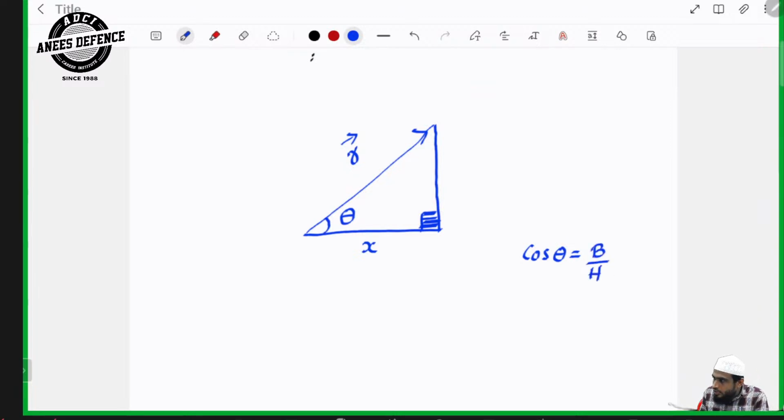Who is base? The side which is very close to the angle, other than the hypotenuse. This is 90 degree, and the side opposite to 90 degree, that we will call the hypotenuse. That is always fixed. Then the remaining two sides will be base or perpendicular, depending on which point you are standing.